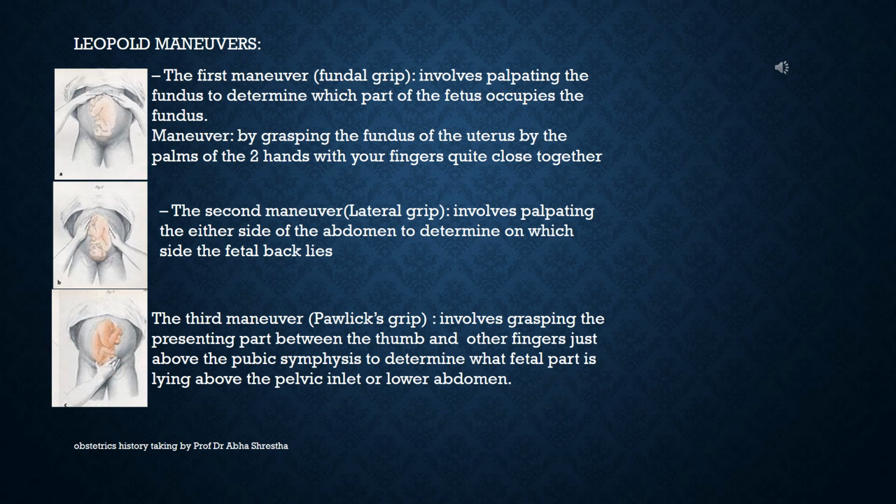The third maneuver is the Pawlik's grip. It involves grasping the presenting part between the thumb and the fingers just above the pubic symphysis to determine what fetal part is lying above the pelvic inlet or in the lower uterine segment. If it is a hard palpable mass, then that is the fetal head. But if it is a soft broad mass, then that suggests a fetal breech. And if it is empty, then it suggests that it might be a transverse lie.